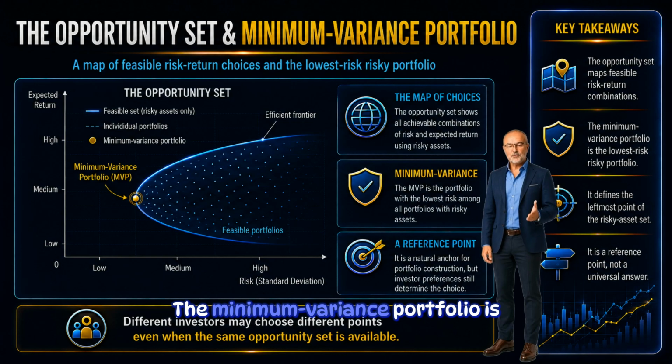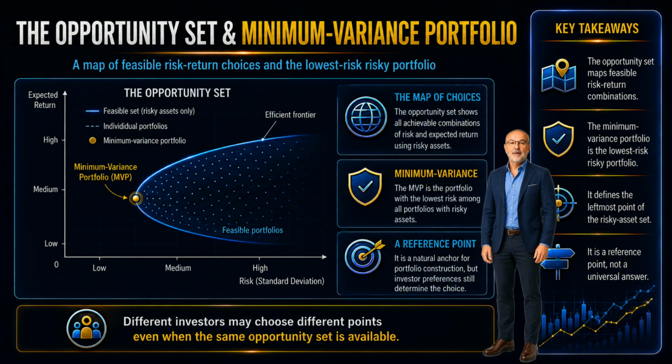The minimum variance portfolio is the risky portfolio with the lowest possible risk among the available risky assets. On the risk-return graph, it is the leftmost point of the risky asset opportunity set. This portfolio is important because it defines the lowest risk that can be achieved using only risky assets.